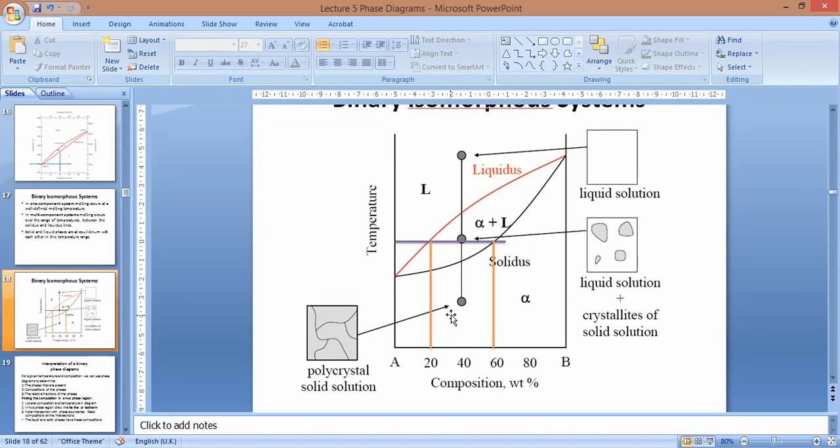So for you to know the solid part, in this case, liquid is on the left side. I would say the liquid is on the left. The L is on the left and the alpha is on the right. I'll tell you an easy way to determine this. If you want to know the solid part, the composition, what do you do?